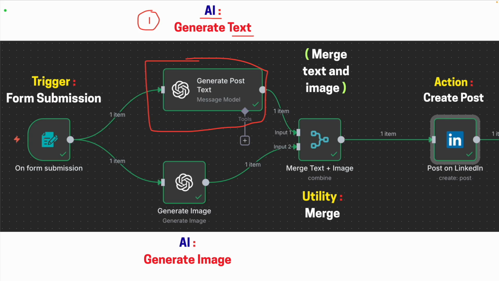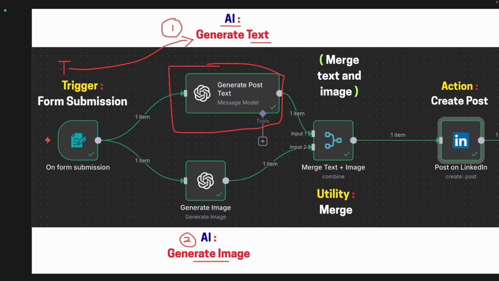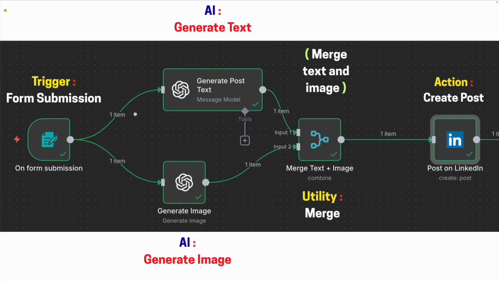Now if you notice, in this form submission we asked the user about the topic. So using this topic, we want AI to generate text for this topic. And after this we also want AI to generate an image on the basis of the same topic. So whatever topic the user has put, on that basis we want AI to also generate the image. So that is what we are going to do.